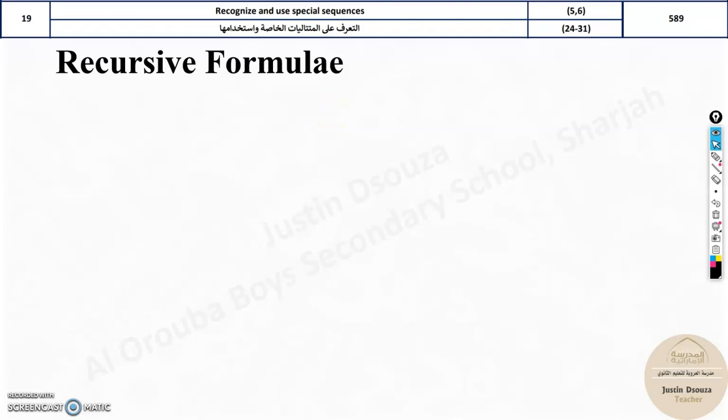Now, if it is just a normal arithmetic sequence or a geometric sequence, you have the recursive formula over here. If you're wondering what formulae is, formulae is the plural of formula. If it is one formula, we just call it formula. Anyways, over here, an equals an minus 1 plus d. As you can see, d is the common difference, and that is for the arithmetic sequence. R is the common ratio for the geometric sequence, the geometric recursive formula.